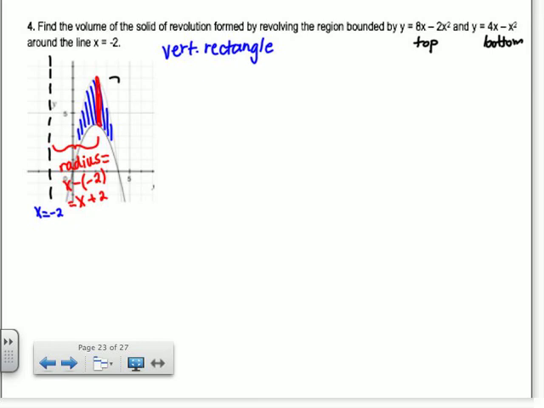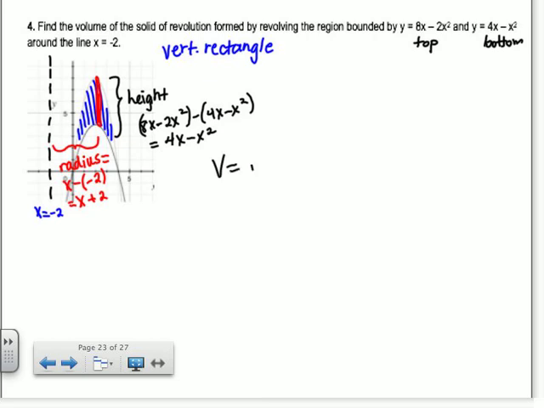What's the height? Is it 8x minus 2x squared minus 4x minus x squared? Yep, that's right. You guys see it? So it's the top curve minus the bottom curve. It's 8x minus 2x squared minus 4x minus x squared. Okay, so when you simplify that out, you get 4x minus x squared. Good. Brian's on top of it.